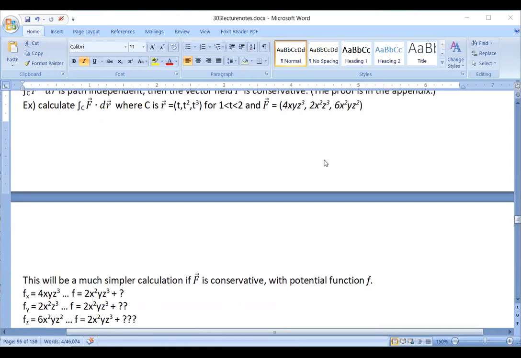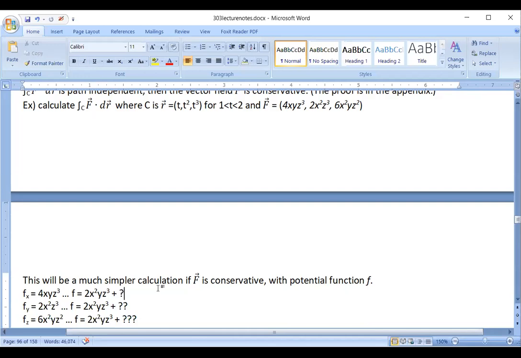So in the first component, we hope that df/dx equals 4xyz cubed. Integrate with respect to x, and you get 2x squared yz cubed plus some other stuff, which would have to be a function including only y and z. The second component, we hope, is df/dy, and that was 2x squared z cubed. Now integrate that with respect to y to get f equals 2x squared yz cubed plus some other stuff that can be a function of x and z only.